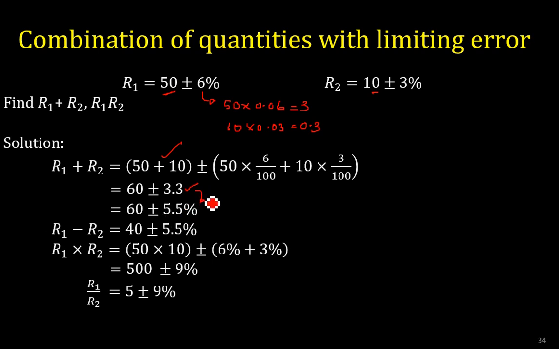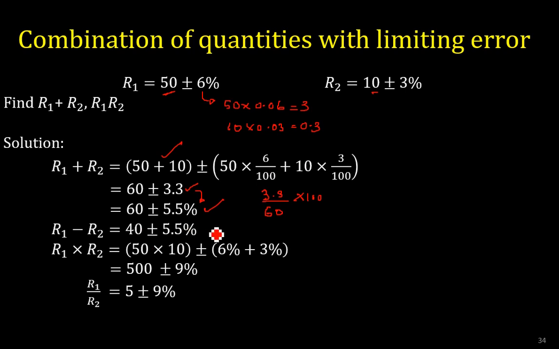How will you convert this 3.3 into 5.5 percent? That is 3.3 divided by 60 into 100. What is the percentage of 3.3 with respect to 60? That is 5.5 percent. So when you add them together, you have to follow this pattern. Again, for the difference, the magnitudes are subtracted, so 50 minus 10 is 40, and the errors are getting added up, plus or minus 5.5%.